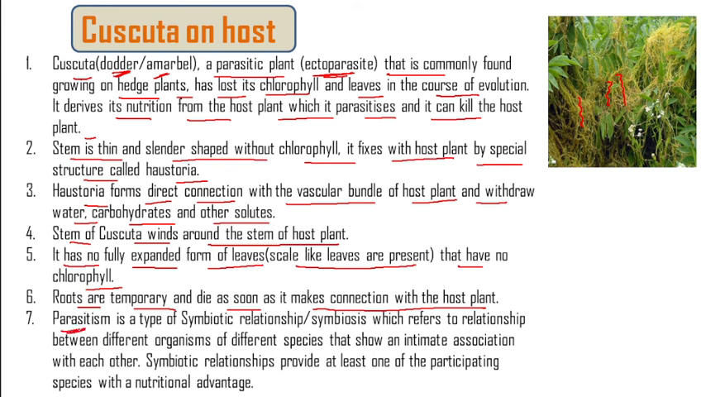Then this kind of a relationship, which is shown to you with the help of this image, is parasitism. Then you are going to write a simple statement about parasitism, that it is the relationship between two organisms in which one of them benefits and the other gets harmed.